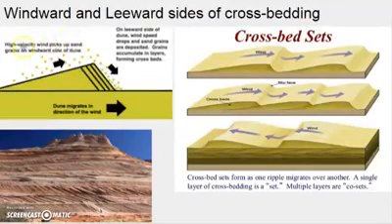High velocity winds pick up sand grains on the windward side of the dune, right? It transports them upslope. On the leeward side of the dune, wind speed drops and sand grains are deposited. Grains accumulate in layers, forming crossbeds.